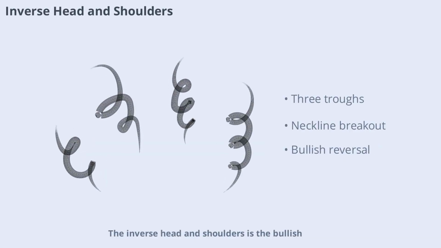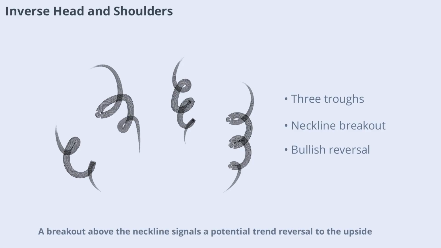Inverse head and shoulders is the bullish counterpart to the standard head and shoulders pattern. It forms after a downtrend and consists of three troughs: a lower trough, the head, between two higher troughs, the shoulders. A breakout above the neckline signals a potential trend reversal to the upside. This pattern is widely used to identify buying opportunities at the end of a bearish trend.